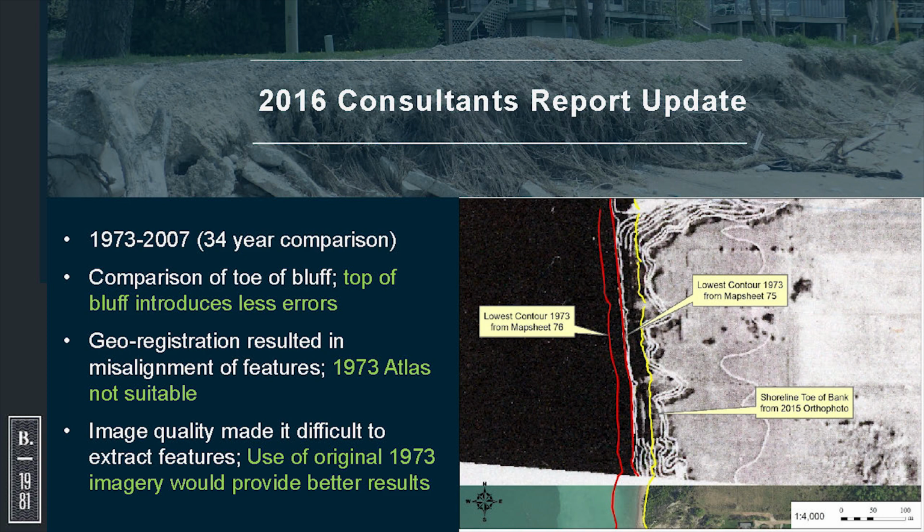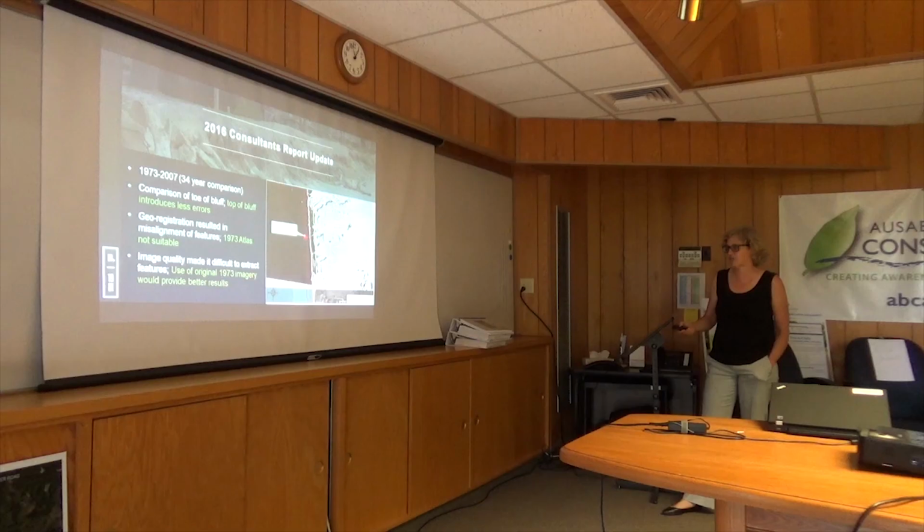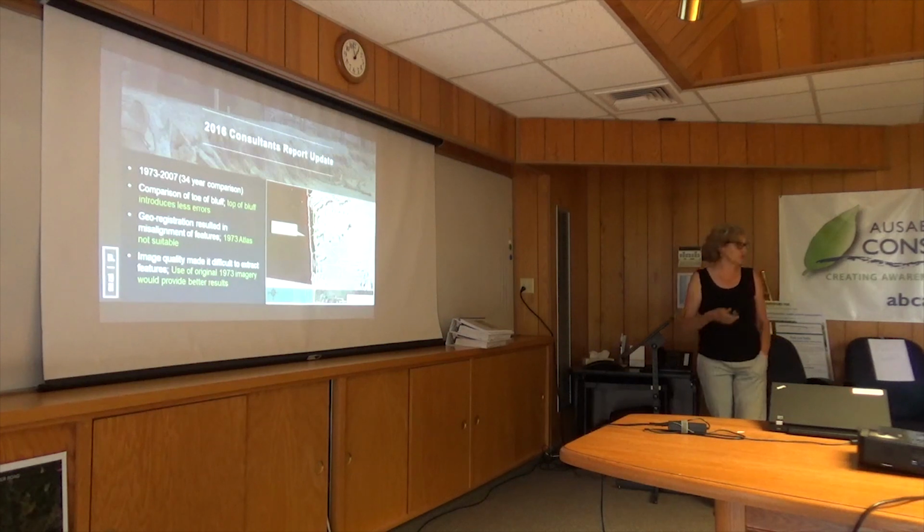In this analysis, what was used was a 1973 atlas, and it's not the original air photos, so there was some distortion in the data. And then what happened is the bluff line that you pick off can be in a different position. So here's the toe of bluff taken from map sheet 75, and for the same location, here's the toe of bluff that you get if you take map sheet 76. So you can see the distance they are apart, and then this is the position in 2015. So you can see that there can be quite a significant amount of error in that, which the Conservation Authority has picked up and then looked at some ways of improving that analysis.